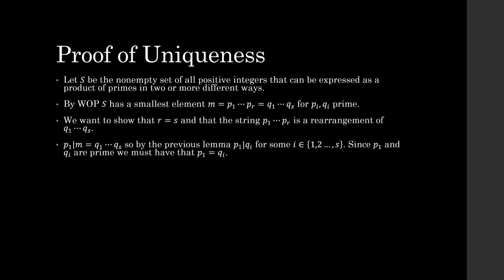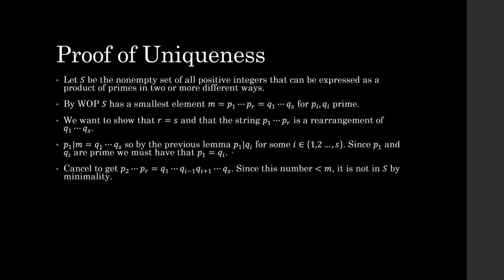And so P1 divides M, that's just pretty simple, which is equal to Q1 all the way times QS. So now we can apply our lemma that we proved earlier to see that P1 must divide one of the QIs, with I in 1, 2, all the way up to S. But since P1 and QI are prime, we must have that P1 equals QI, right? Because primes can't divide primes, otherwise the other prime wouldn't be a prime anymore.